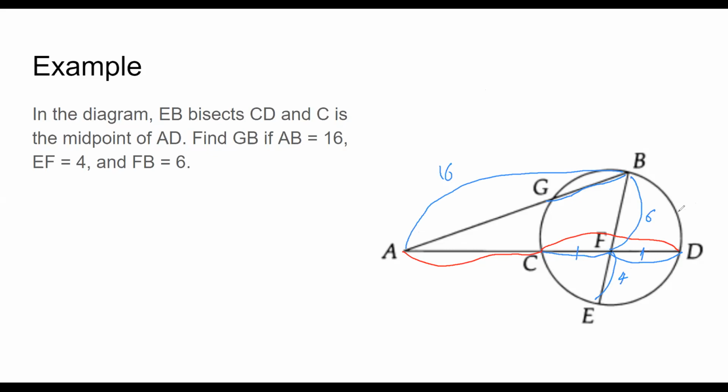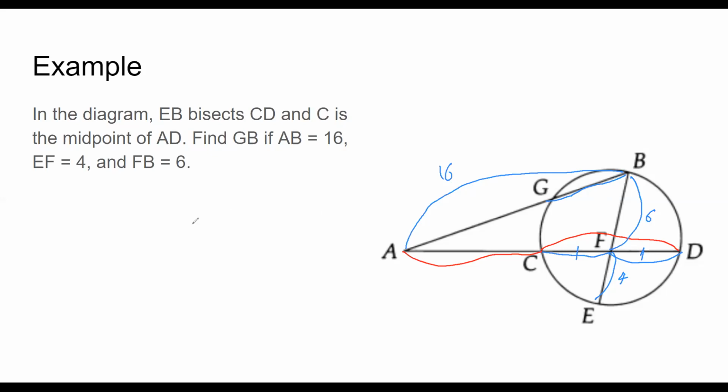So let's go back and think about the equation we just learned. When you have a chord, it's cut into two pieces. The product of the two pieces will be the same. So do we have two pieces here of a chord with known values? Does anyone see a chord here? We have EB, because all you have to do is add 4 and 6 together. Yeah, exactly. So this chord EB here, we already know the lengths.